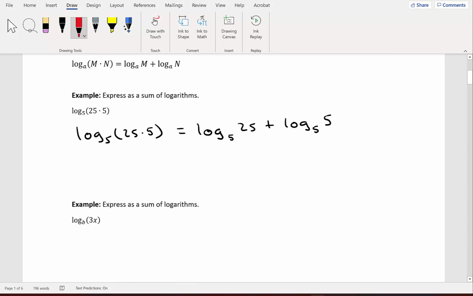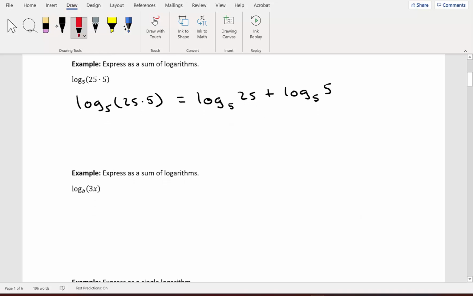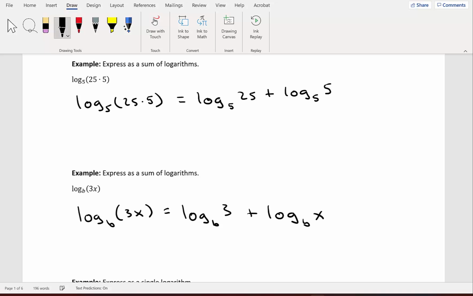Let's take a look at another example. Express as a sum of logarithms. So I have log base b of 3x. Now 3x, remember this is 3 times x. So I am multiplying within that log. So with multiplication, I could expand it with addition. So this would become log base b of 3 plus log base b of x. And then I'm done.